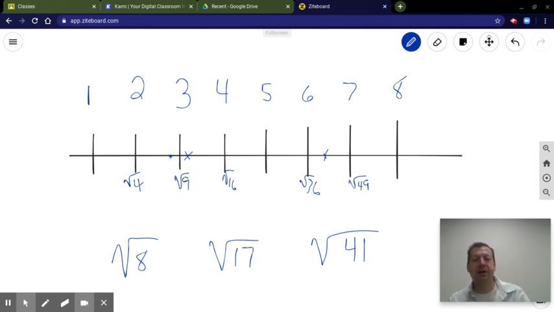So on today's assignment, you're going to be plotting these points on a number line. You're going to need to use the Kami app like you have on your DMR, and you're going to probably want to use the pin option to mark the spots on the graph where they need to go.